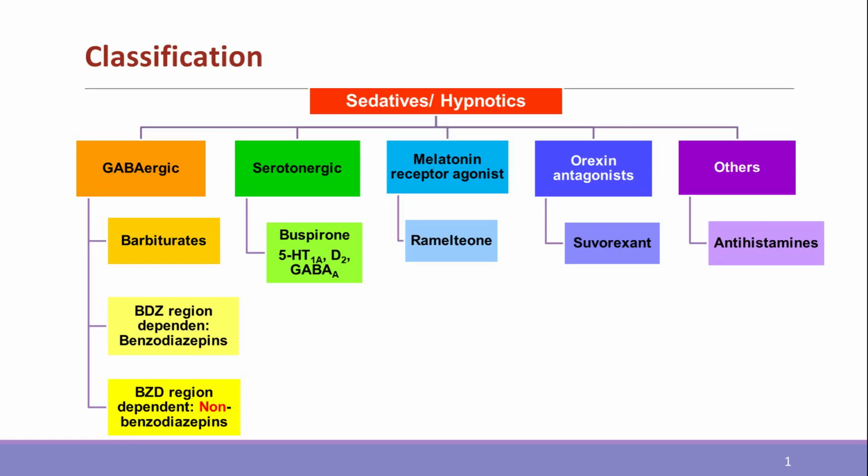Sedative hypnotics can be broadly classified based on their molecular targets. The largest group acts on the GABA-A receptor, but newer agents work independently of GABA, offering improved safety profiles and reduced dependence.